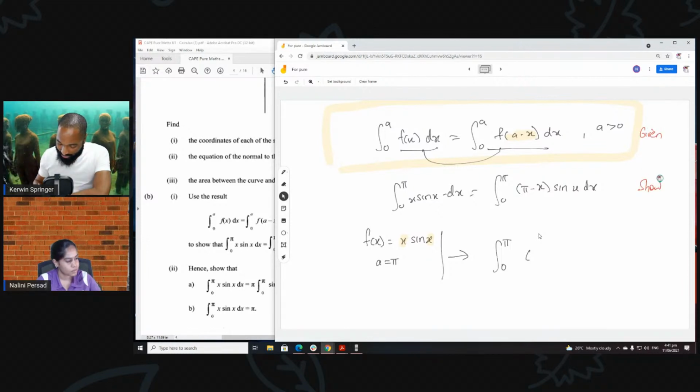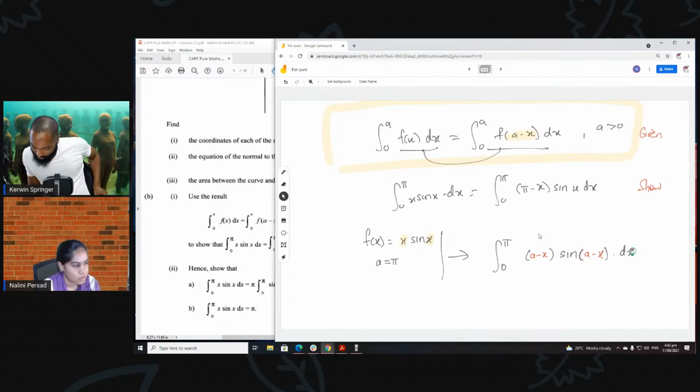So if we consider our f of x as x sine x, and we consider our a as pi, then we need to just put down this now. So f of a minus x would be a minus x going in the brackets. Tell me if you all agree with me. And then we'll have sine of a minus x with respect to x. And in this case, a is actually pi. Pi minus x, pi minus x.